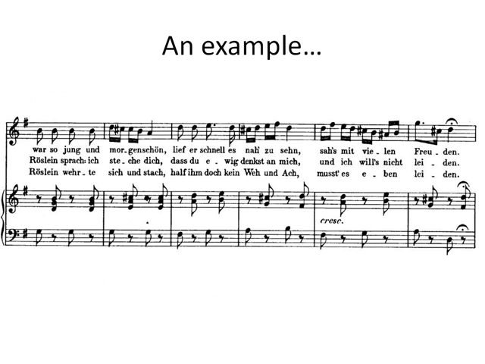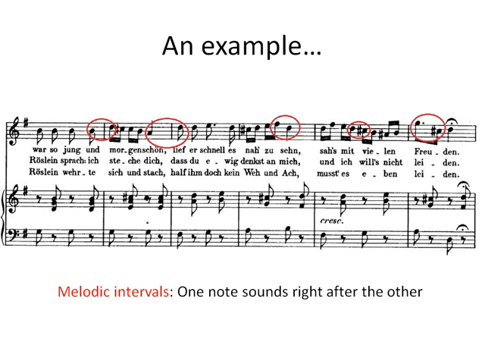Let's look at some intervals in context. You'll probably recognize this passage from Schubert's Heidenröslein. It's the middle line of the 3. Intervals appear in 2 different ways. I've arbitrarily circled some melodic intervals in red. Melodic intervals occur when one note sounds after another note.